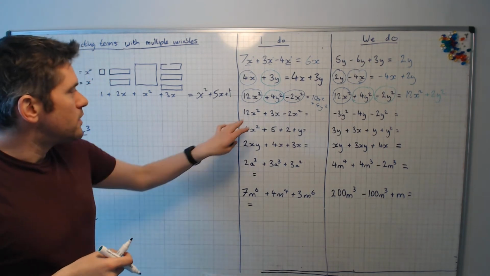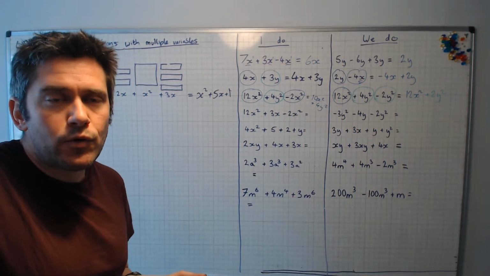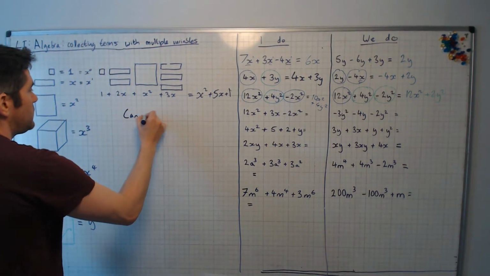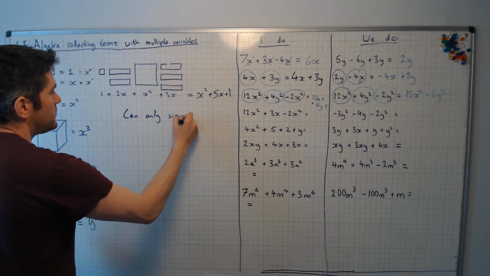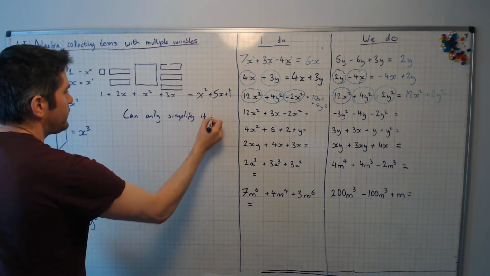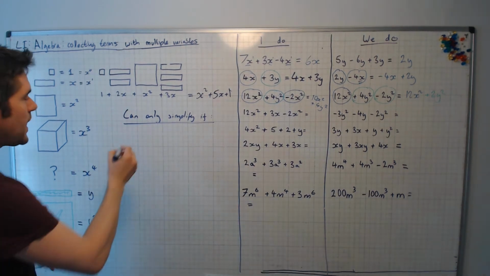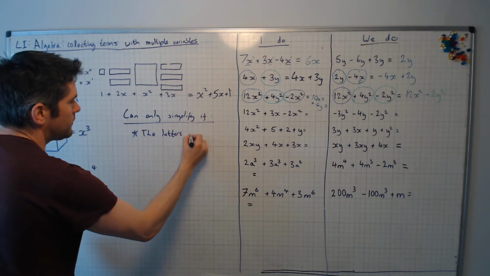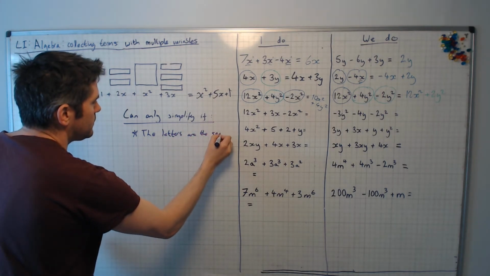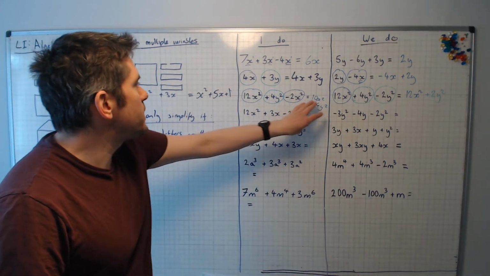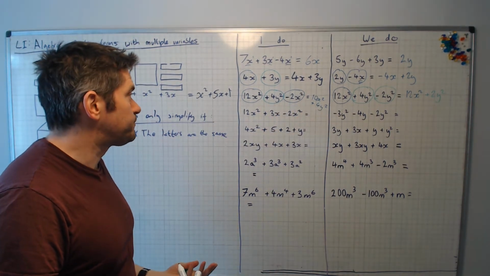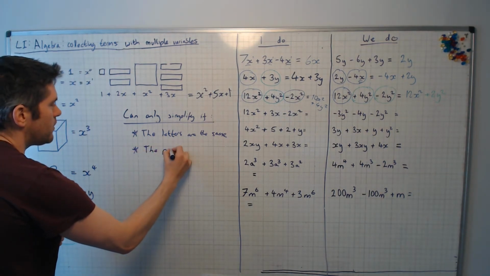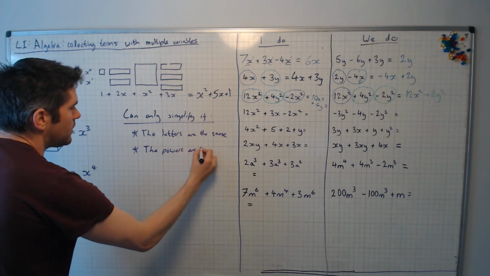Okay. So there are some rules here that will affect whether or not we can simplify and collect these terms together. So we can only simplify if the letters are the same. So we couldn't simplify these x squareds and y squareds, the letters were different. Now we've got another rule as well. We can only simplify if the powers are the same.